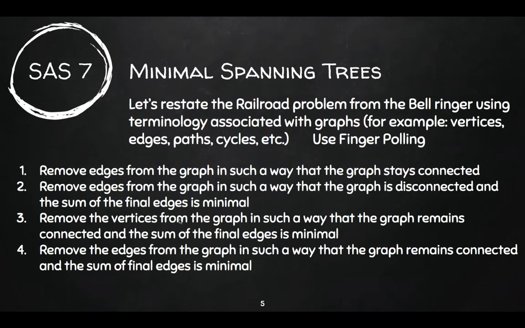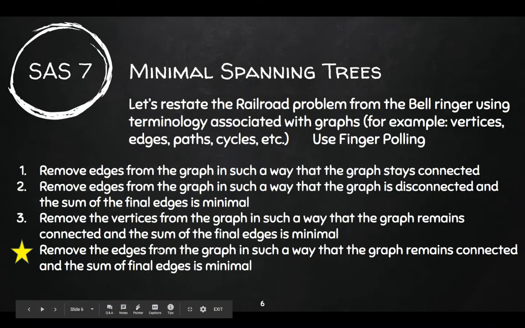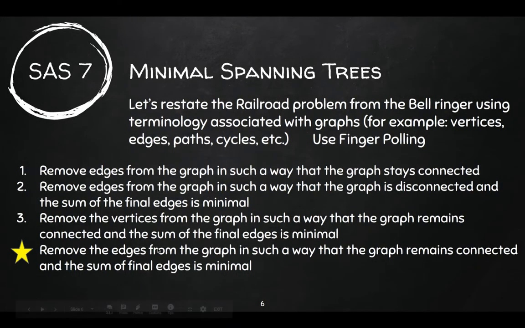Okay. 3, remove the vertices in the graph in such a way that the graph remains connected and the sum of the final edges is minimal. Now that one works. Let's check and see if 4 is even better. Remove the edges from the graph in such a way the graph remains connected and the sum of the final edges is minimal. I think those are exactly the same. We'll continue on. I'll have to fix that. One of them should say disconnected, but it doesn't. Okay. It says number 4 is right. I guess number 3 is the one I've got to fix.